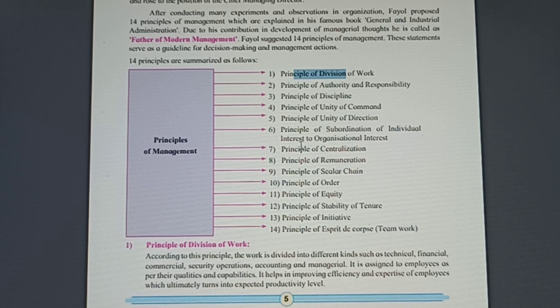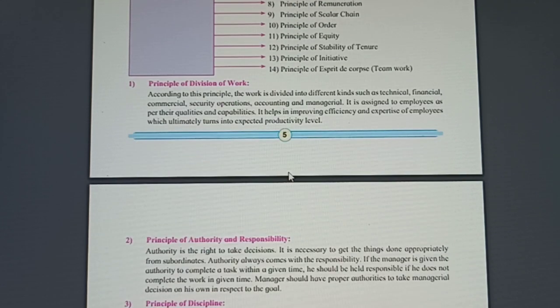Plus, after passing your 12th standard also, these 14 principles of management will be there with you in senior college also, in future also. So these principles of management are very important. Let us see one by one.